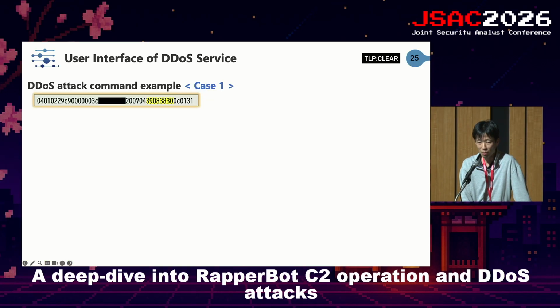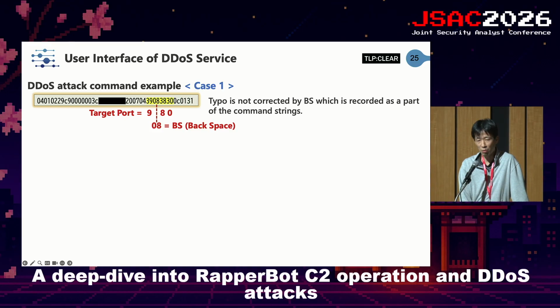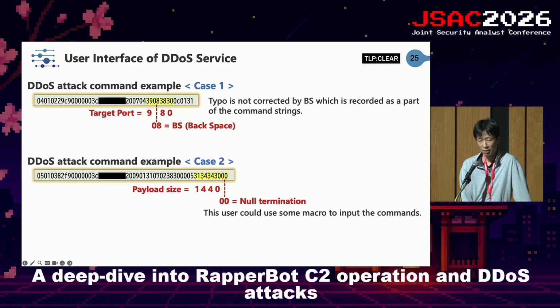First, regarding the user interface of the DDoS servers, the actual DDoS attack commands contain some that reveal what the user interface looks like. The yellow portion is where the target portion is converted to ASCII code. 908 is backspace followed by 80. So a typo of 9. The intention was to delete that with a backspace, but it ended up in the command.